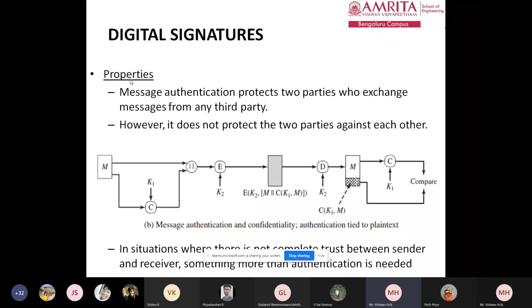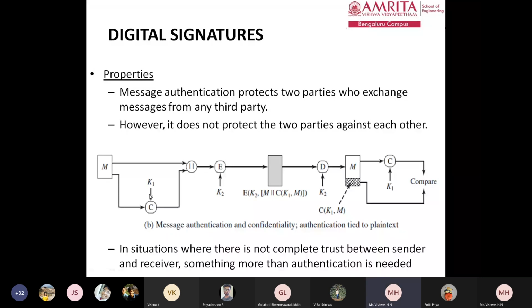Third party may be generally an intruder. However, it does not protect the two parties against each other. Keep this in mind. Okay, so how does it work? You can see here the diagram. You have a message, and the message is actually encrypted using what?